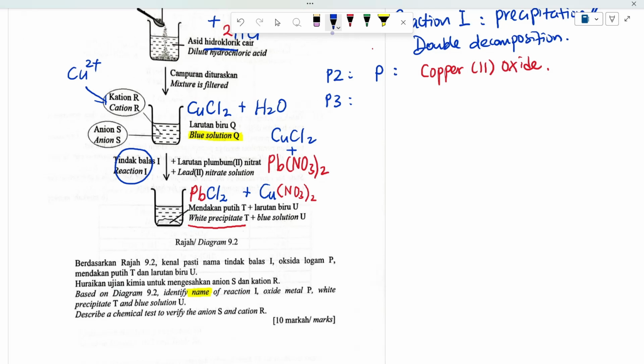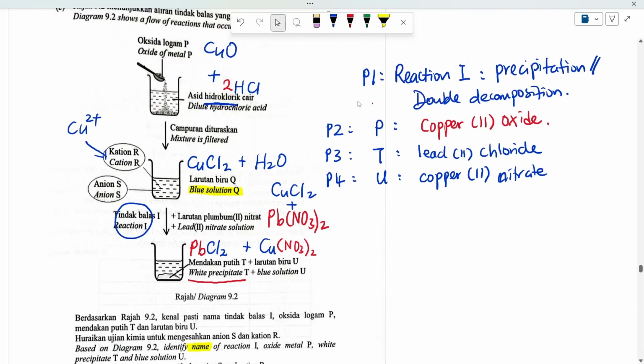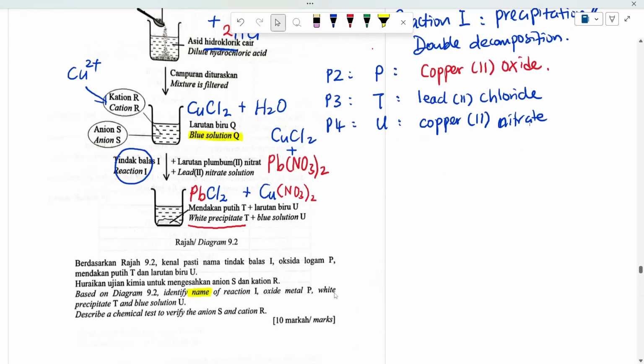Now point number 3. What else? White precipitate T. So what is T? Lead 2 chloride, right? Then point 4. Blue solution U. U is this one, right? So it's what? Copper, the Roman numeral 2 must be put in: copper 2 nitrate. Now we have 4 marks already. Another 6, right?